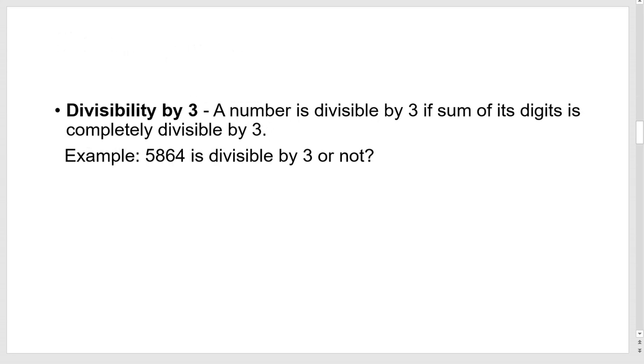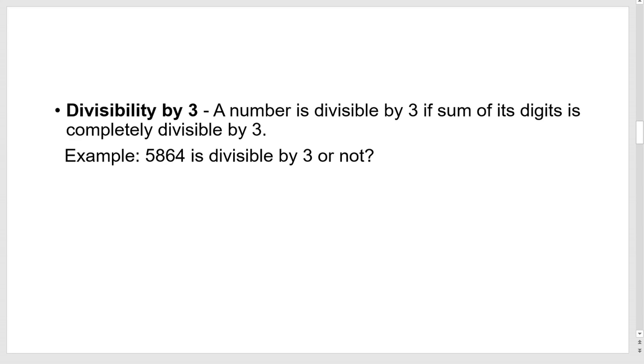Next, divisibility rule 3. A number is divisible by 3 if the sum of all its digits is completely divisible by 3. It means if the sum of all the digits in a given number is divisible by 3, then the number is divisible by 3. So here, for 5864, we can sum the digits to check whether it is divisible by 3 or not. So 5 plus 8 is 13, 13 plus 6 is 19... 10, 18, 18 plus 3.